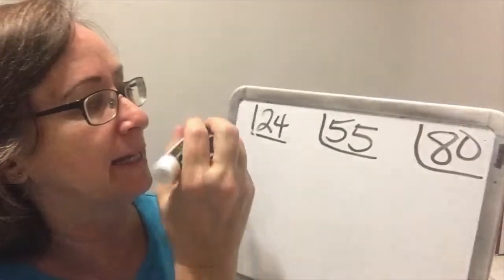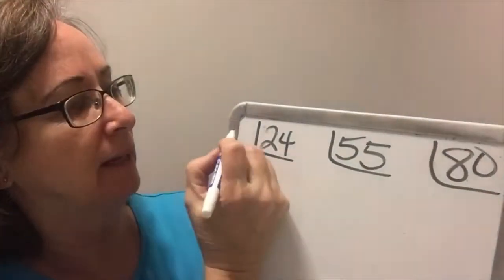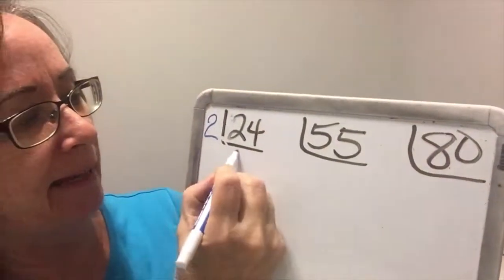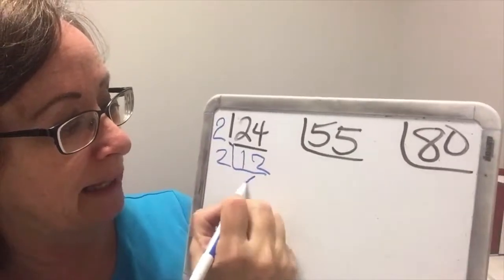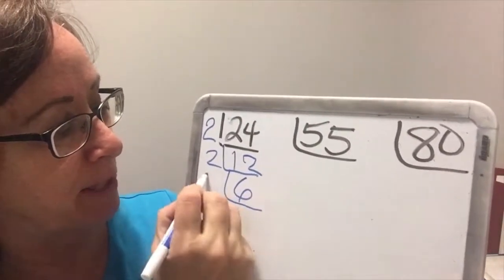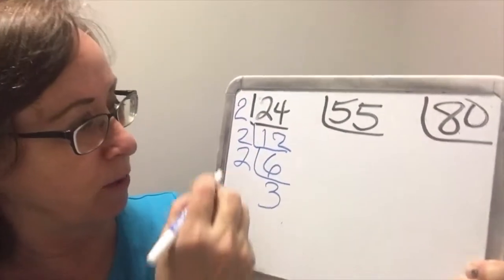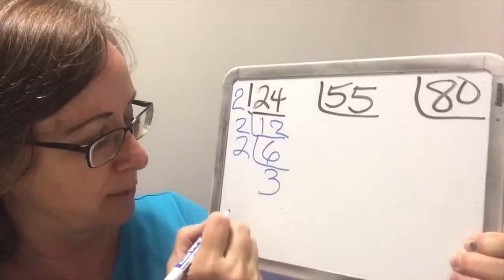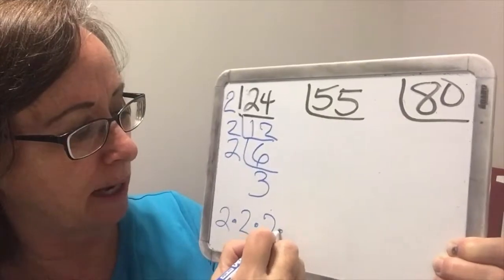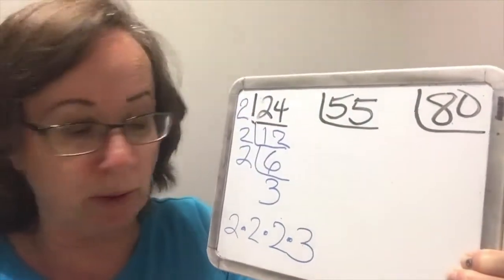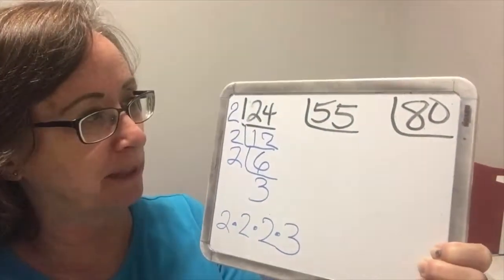So 24 is divisible by 2. Oops, that one's gone. Let's try this one. Divisible by 2, and that leaves 12. And then 12 is divisible by 2, and that leaves 6. And 6 is divisible by 2, and that leaves 3. So my factors for 24 are 2 times 2 times 2 times 3. Okay, so for short, I could say that's 2 cubed times 3, and that would save me a little bit of space.